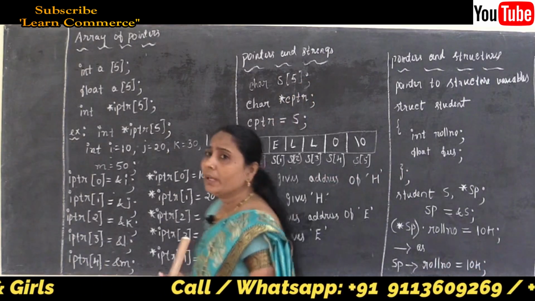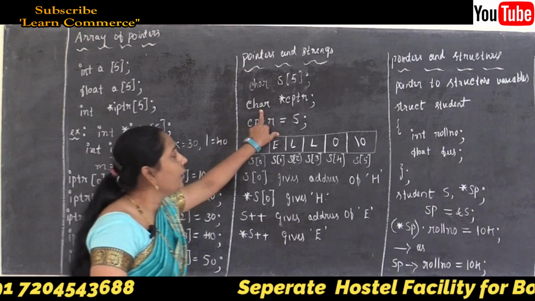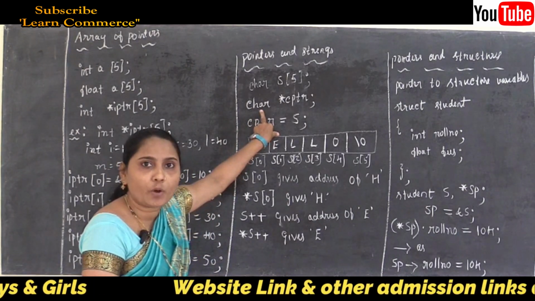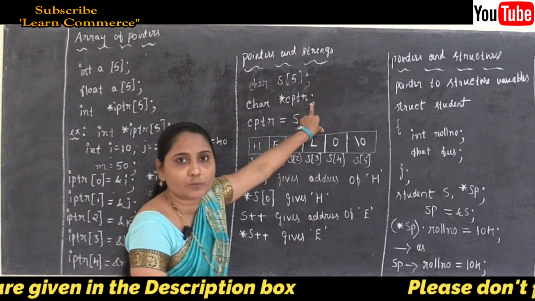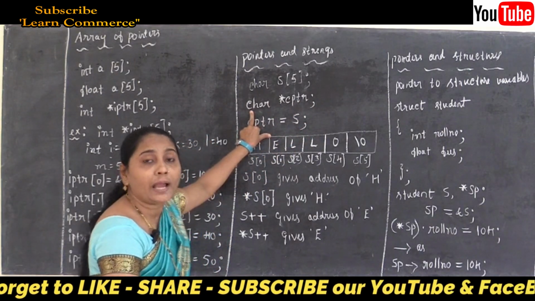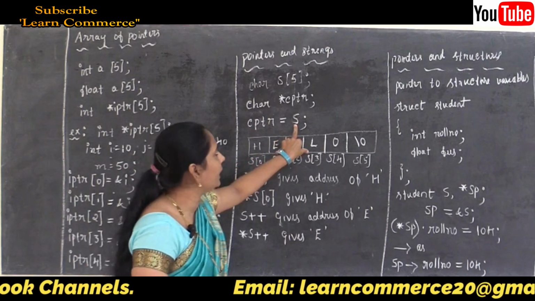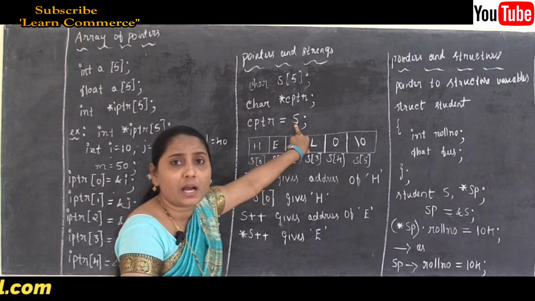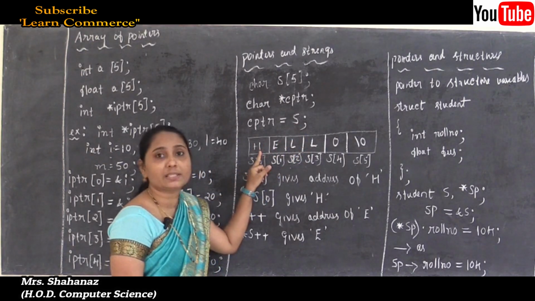So first of all, the char s of 5, and the second is going to declare the pointer variable. The name of the pointer variable is cptr, and we declare it by using the data type char. And one more thing you should remember: whatever is there in s, what is the information there? The information is hello.